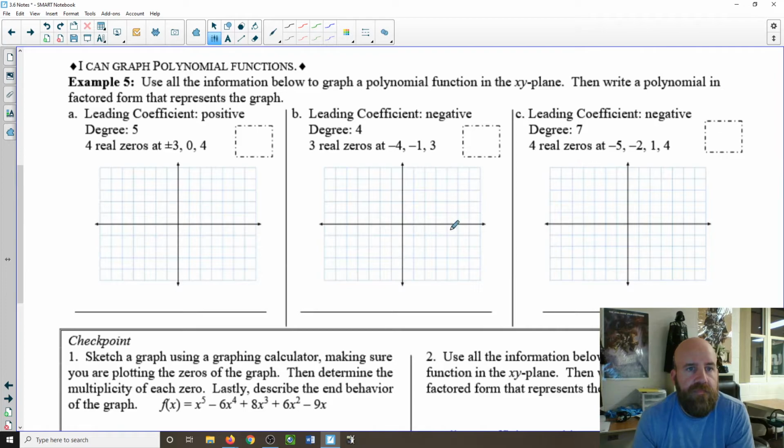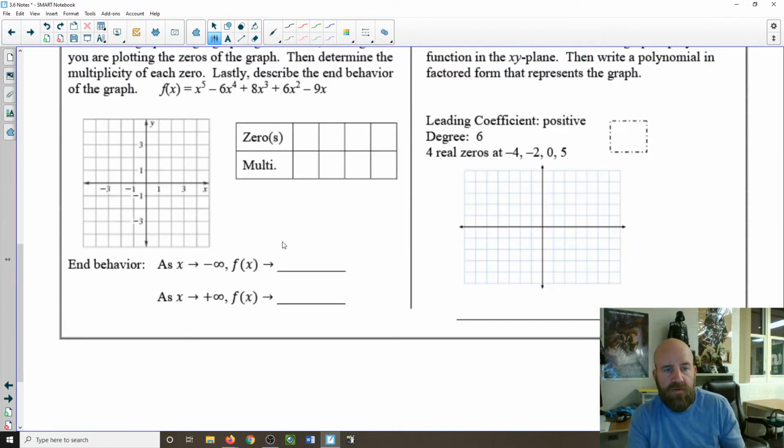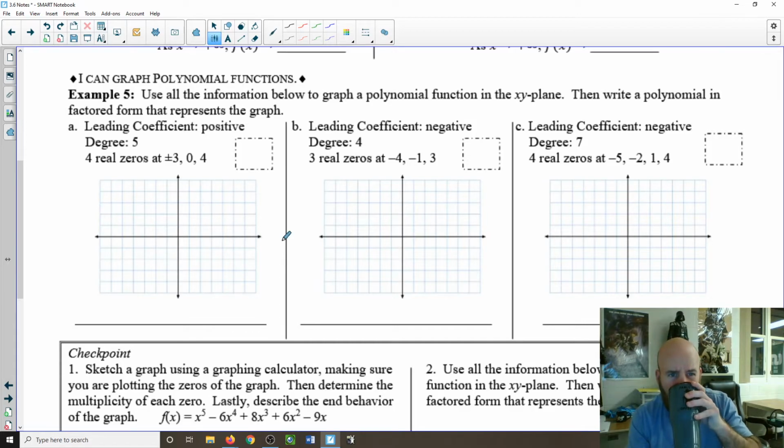All right. So use all the information below to graph a polynomial function. So write a polynomial in factored form that represents a graph. So 2 parts here, and then we'll wrap these notes up. All right, so leading coefficient that is positive, so that tells us the right-hand side goes up. And we'll come back to that, actually, because what I like to do first is plot the zeros. So the real zeros we have at positive 3. So positive 3 is 1. At negative 3.